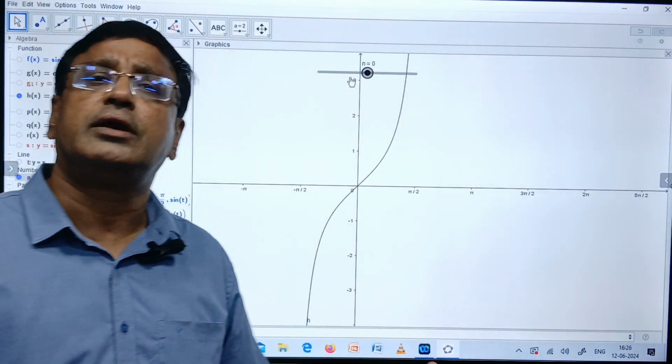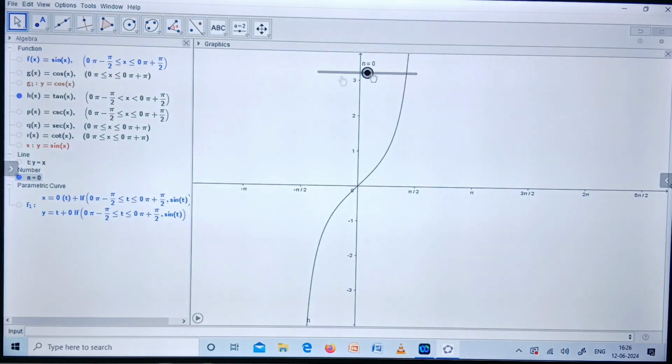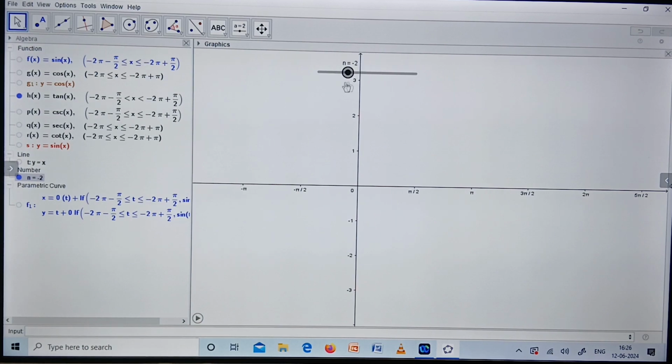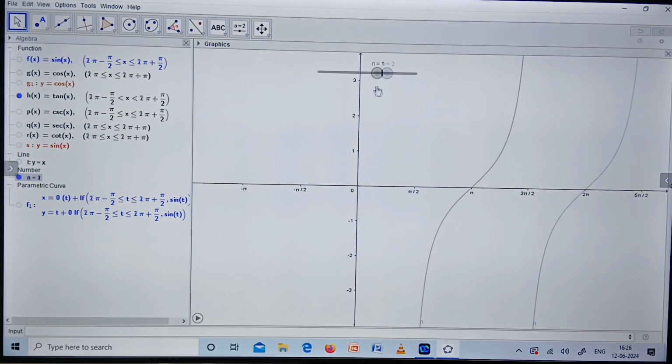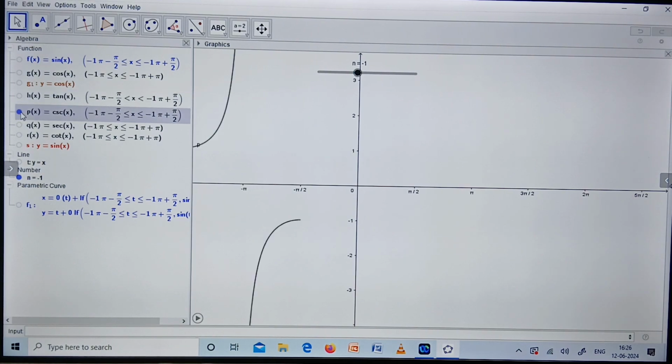Similarly, for all other cases. The same argument goes for all cases. Maybe I'll just show one. Maybe I'll just move this and show you. See this? If you move everywhere, it will be 1 to 1 and onto. Can you see it? Very beautiful. Now let's go to cosecant. You have to tell me.